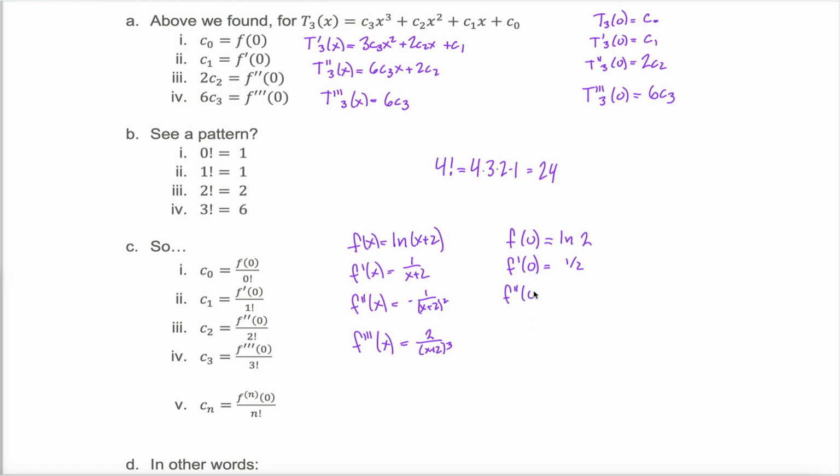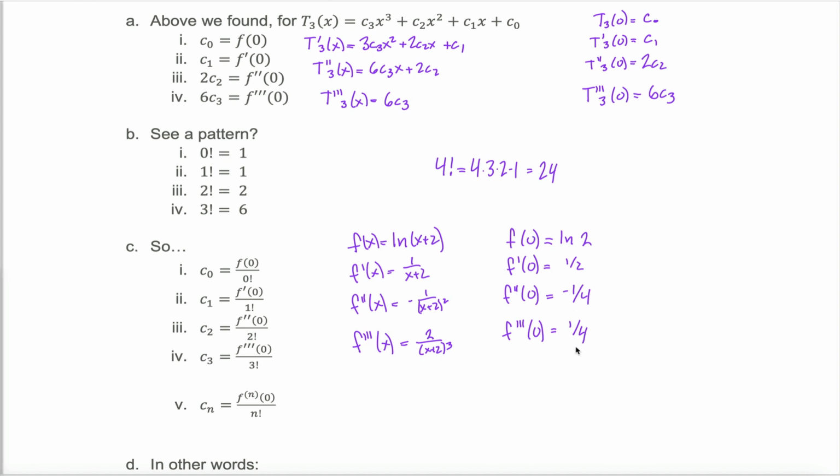f double prime of 0 would be negative 1 divided by x plus 2 squared. In other words, negative 1 divided by 2 squared. In other words, negative 1/4. And finally, f triple prime of 0 would be equal to 2 divided by 0 plus 2 cubed. So 2 divided by 8. In other words, positive 1/4.